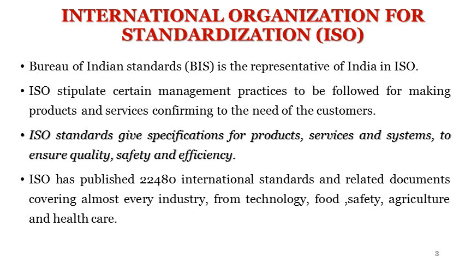So there are many standards in ISO. Around 22,480 quality standards are already published in ISO, which are relevant to different industries like food, safety, agriculture, healthcare, education. For different industries, different ISO standards are already there.